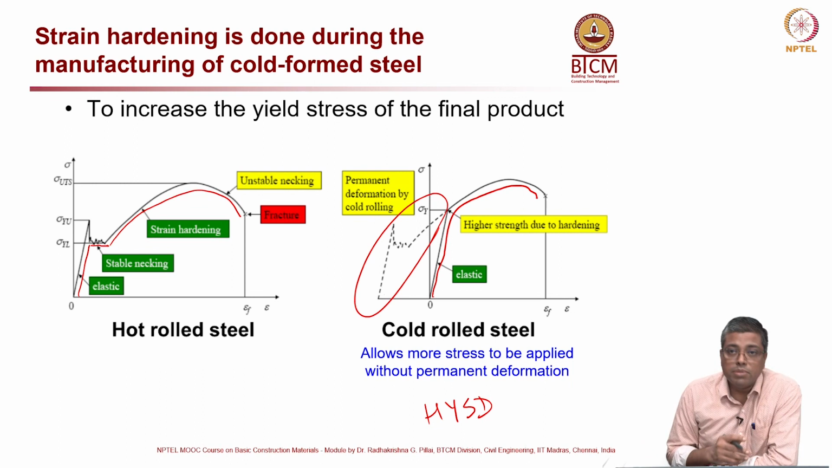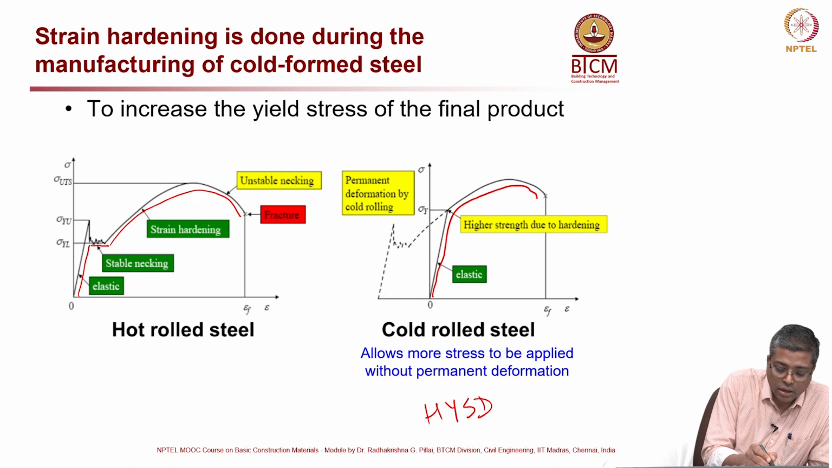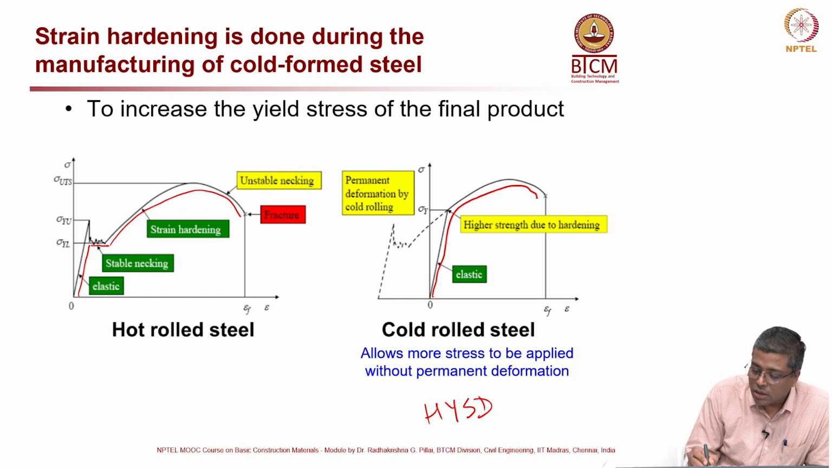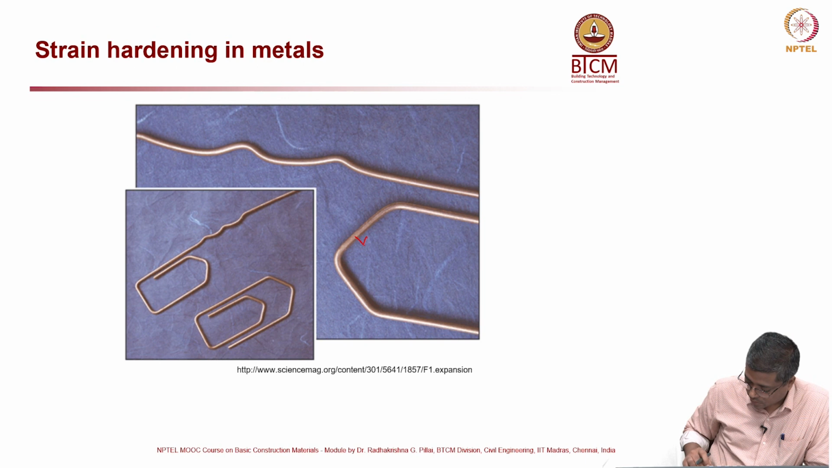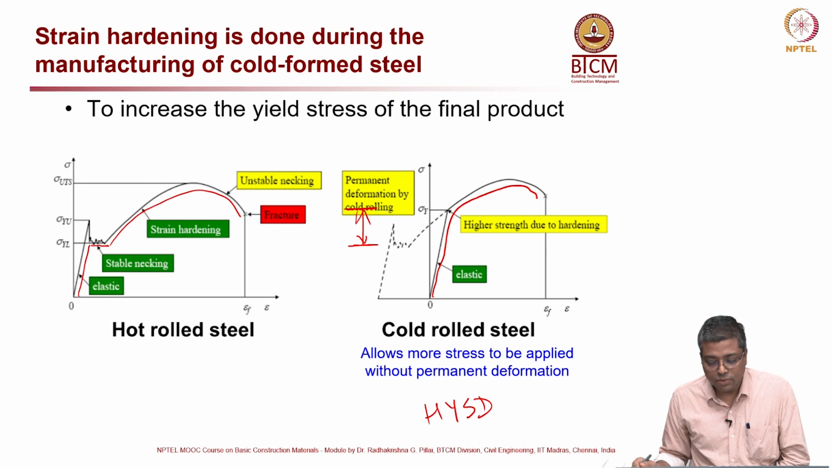Now, compare the yield limit: here it is here. You can compare, this much is the extra yield strength which you gain. So, that is the advantage of going for cold formed steel with the same material properties, everything. You strain harden the steel a little during the manufacturing itself, so that you get a higher yield strength at the construction site.